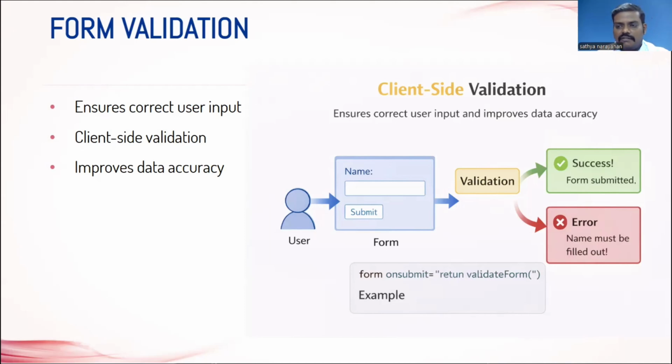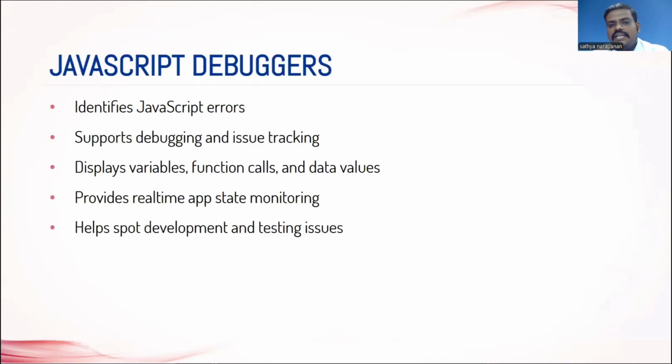By using JavaScript. So JavaScript debuggers identify JavaScript errors, support debugging and issue tracking, display variables, function calls and data values, and provide real-time app state monitoring. They help spot development and testing issues. So the debugger identifies the errors in a web page, in the code, automatically.